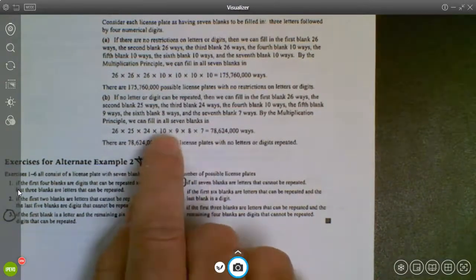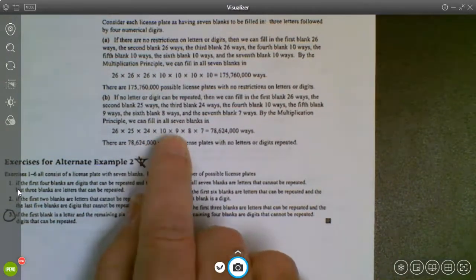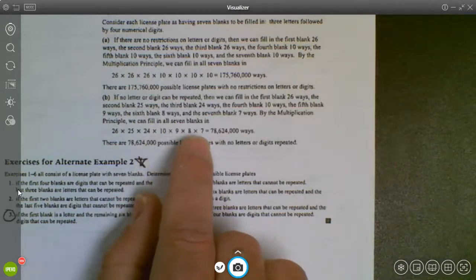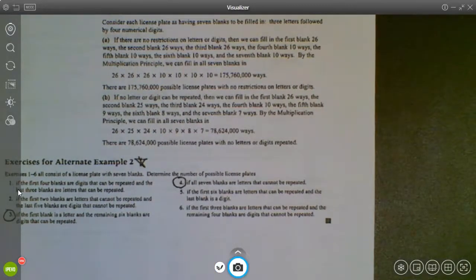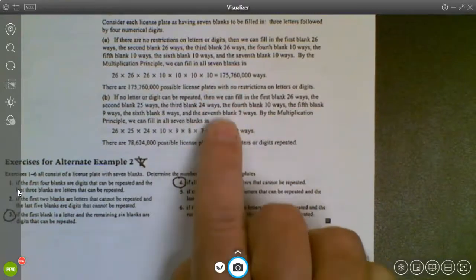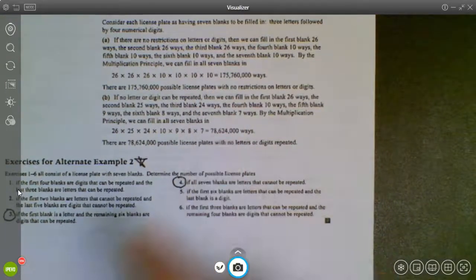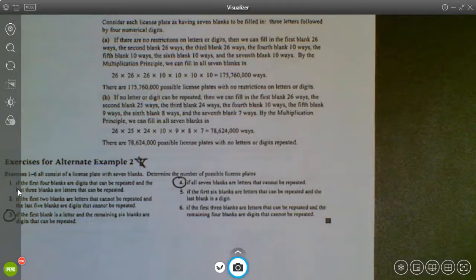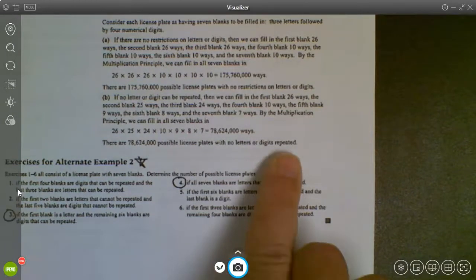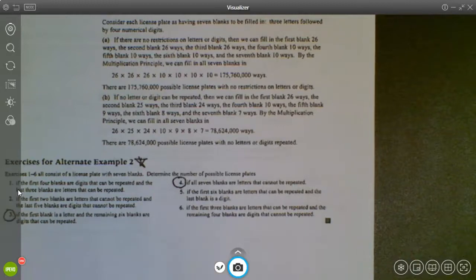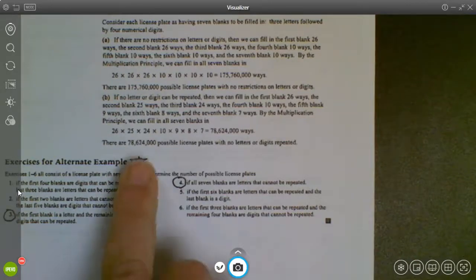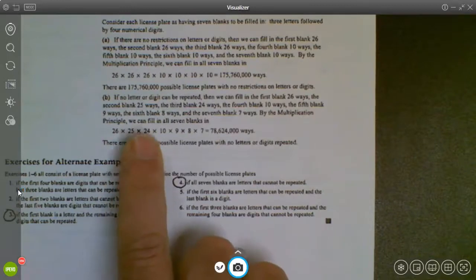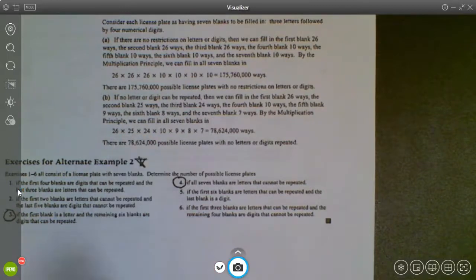Same thing with the digits. You started with 10, but after you use one, now you're down to 9, and then 8, then 7. So it really made a big difference in the outcomes, whether I could repeat or I could not repeat things that I've already used. So we really got to pay attention to those little certain words, like whether or not you can repeat. You will see that this is basically a permutation. As you start counting down in values because you can't repeat things, that's exactly what we're going to see with a permutation. But we'll get there in a minute.